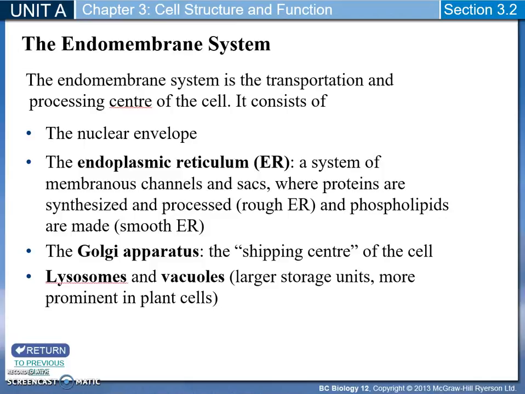is the shipping center of the cell, basically. It's where these materials are packaged and further transferred from there. Lysosomes and vacuoles are larger storage units. They're more prominent in plant cells.